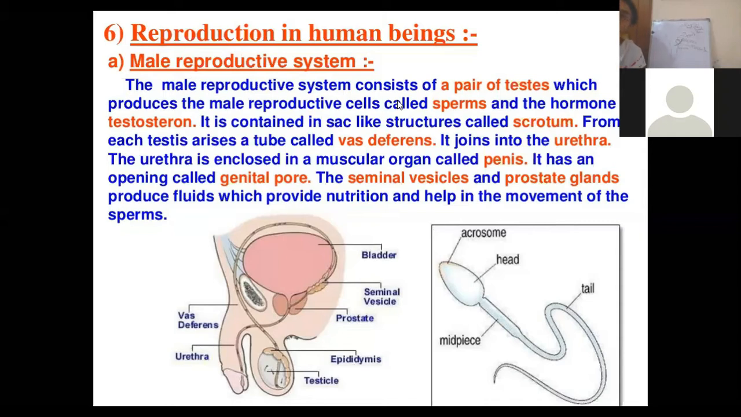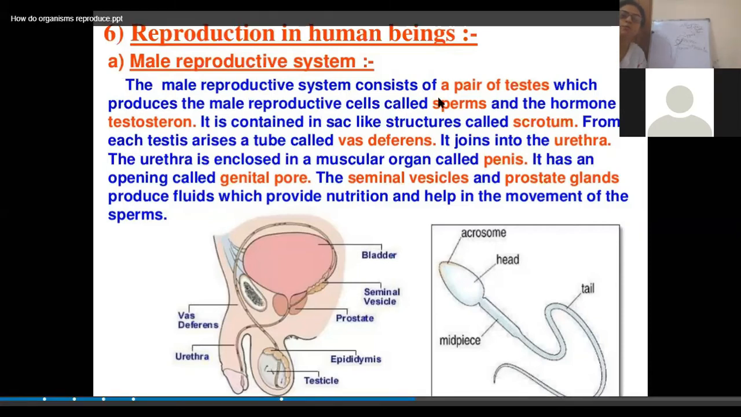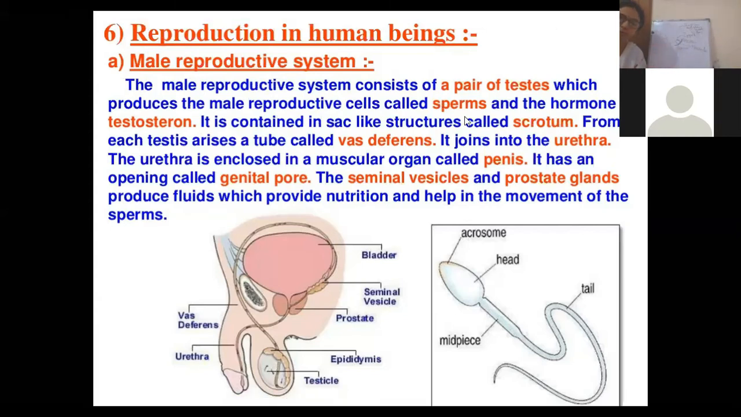Today, we are going to discuss the different parts of the reproductive organ. First, we will be discussing the male, and then we will be discussing the female. There is a diagram, an image on your screen, which you can see, of the male reproductive organ. One by one, we are going to discuss these reproductive organs.